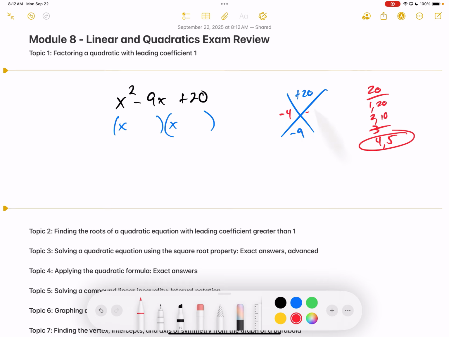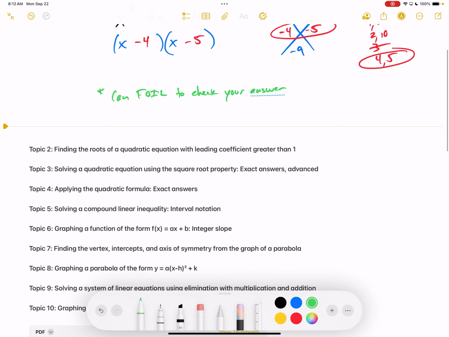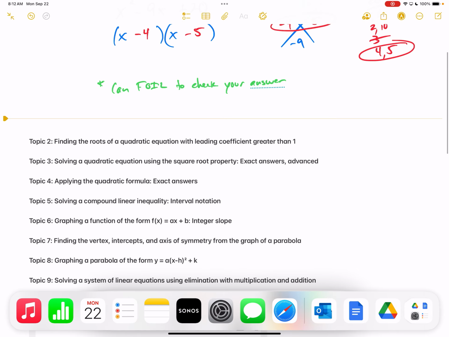So -4 times -5 would be +20. -4 plus -5 would be -9. So I write -4 here, and I write -5 here. You can FOIL to check your answer. This is like a normal test where you can go back. You can answer them all and then go back and look at the ones and check your answer, just to make sure you have enough time. But it never hurts to just check your answer when you do these problems.